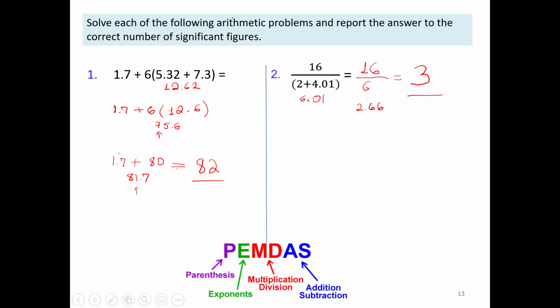In these two examples, we need to take into account the rules of significant digits when we add or subtract, or when we multiply or divide. This is all I had to discuss in this section.